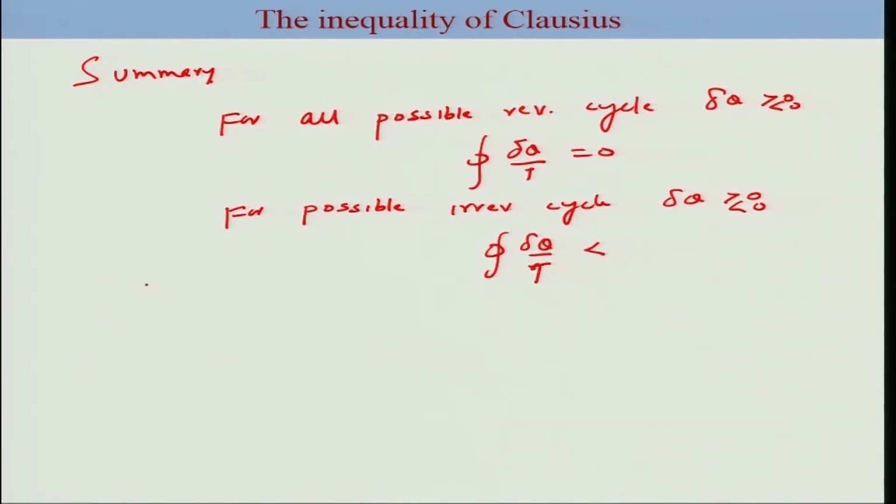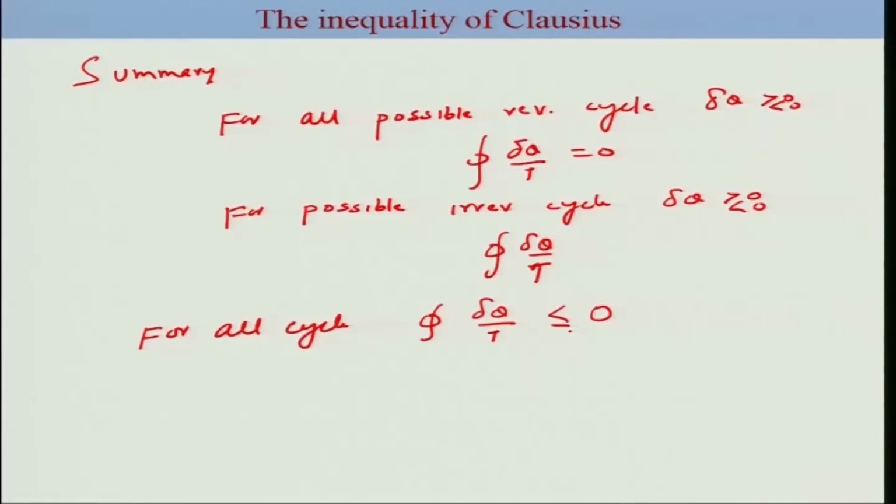So thus we can now conclude that for all cycle, whether it's reversible or irreversible, your del Q by T should be less than or equal to 0, and this is nothing but your Clausius inequality, where the equality is true for reversible cycle and inequality indicates your irreversibility, okay. So this is what would identify your processes, okay.